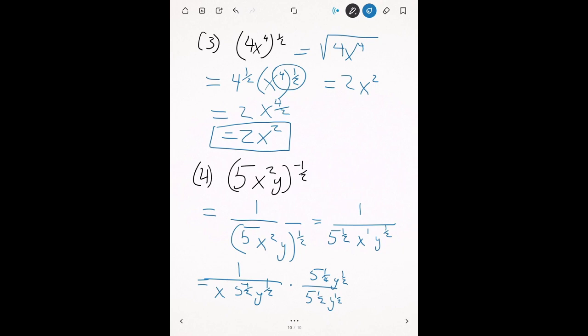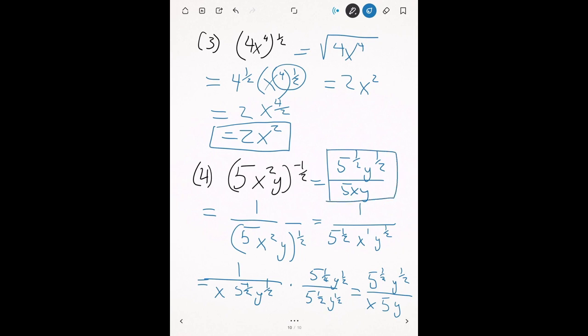Because I want 5 to have a whole number exponent, and I want y to have a whole number exponent. So when we're done, we should have on the bottom x. 5 to the 1/2 times 5 to the 1/2 is, well, 5 to the 1st. Y to the 1/2 times y to the 1/2 is y to the 1st. And then on the top, we just have 5 to the 1/2 power and y to the 1/2 power. So if I make this a little neater, I could say that's 5 to the 1/2, y to the 1/2 over 5xy.